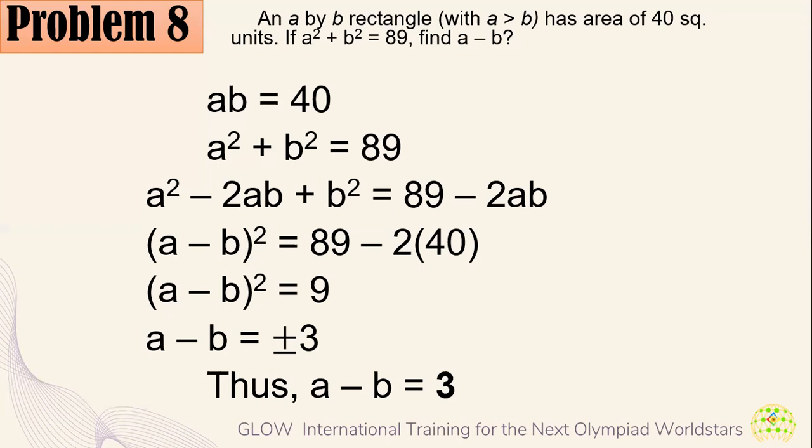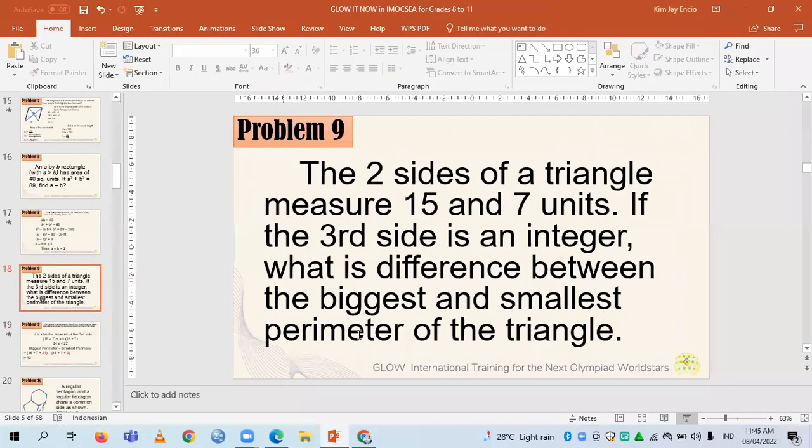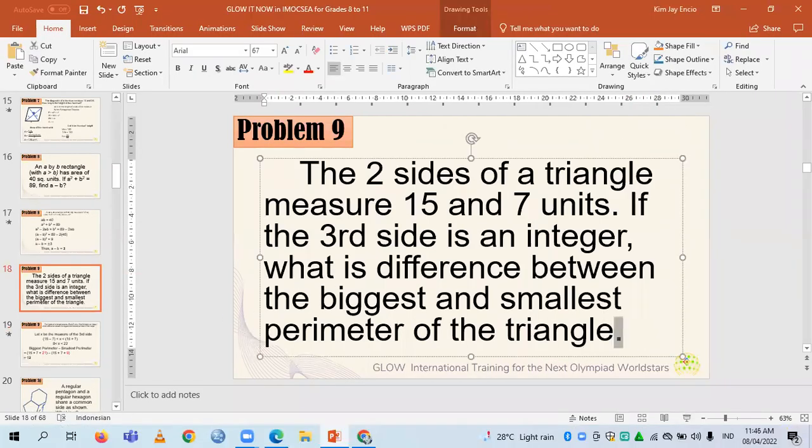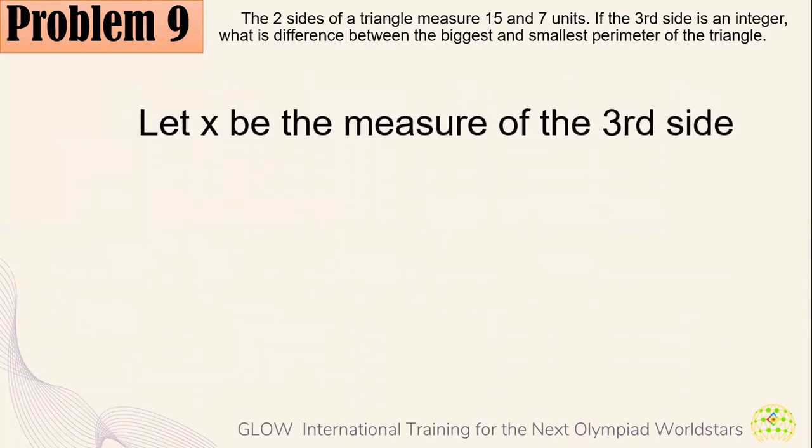Let's move on to problem number 9. The two sides of a triangle measure 15 and 7 units. If the third side is an integer, what is the difference between the biggest and smallest perimeter of the triangle? What do you think? So for this case, let's say we don't know what the measure of the third side is. So let x be the measure of the third side.